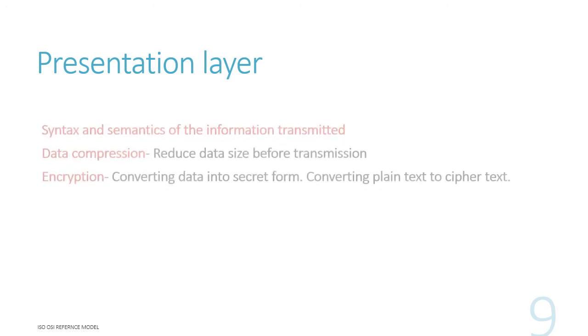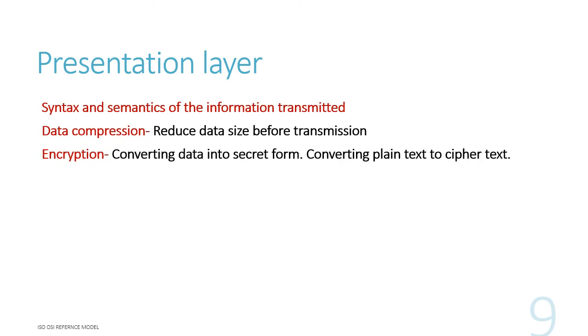The presentation layer's functionalities concern the syntax and semantics of the information that is to be transmitted, data compression and encryption. Data compression means reducing the size of data before transmission. Encryption means converting data into a secret form, that is, converting plain text to cipher text.